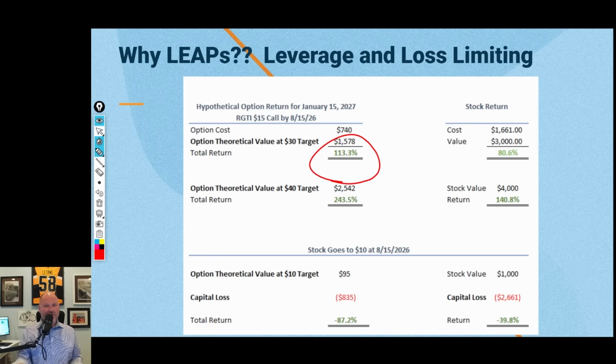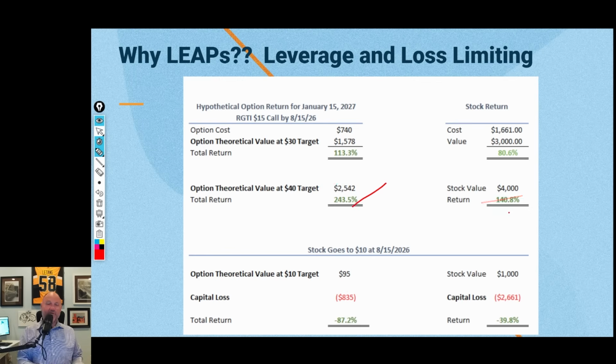Look at these numbers, pause it, and try to do the calculations if I'm going too quickly. For the same 100 shares, it's going to cost me $1,661, and they're going to be worth around $3,000 because remember, 100 shares, $30, $3,000. I make 80% if I buy 100 shares. That's awesome. That's a great return, right? Theoretical value, if it goes to 40, is $2,500.42. And then that's up 243%. The stock, I'm up to $4,000, and that is 146%.